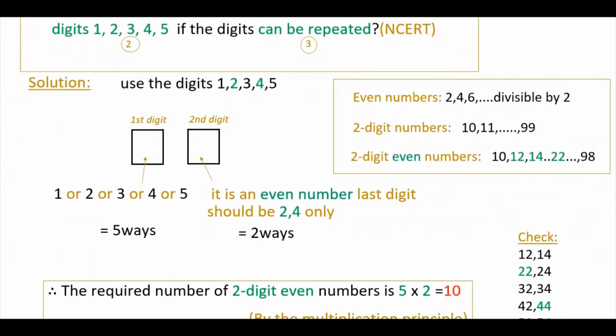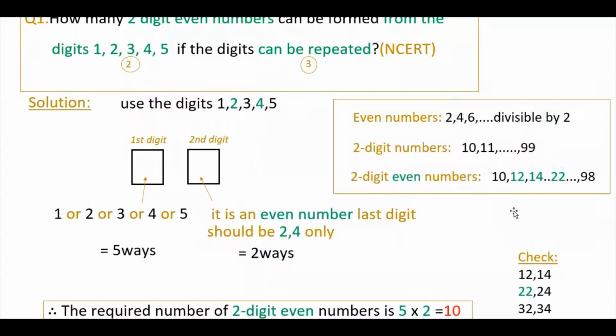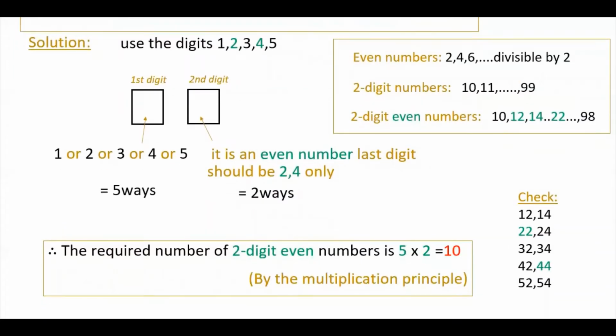So the required number of 2-digit even numbers, by the multiplication principle, is 5 ways into 2 ways, that is 5 into 2, equal to 10. You can check here. These are the numbers: 12, 14, 22, 24. Here it can be repeated, so you can write 22, 44 also. If it is not repeated, you have to subtract these two numbers, so 10 minus 2 is 8 numbers. But here it can be repeated, so you can write 10 numbers.